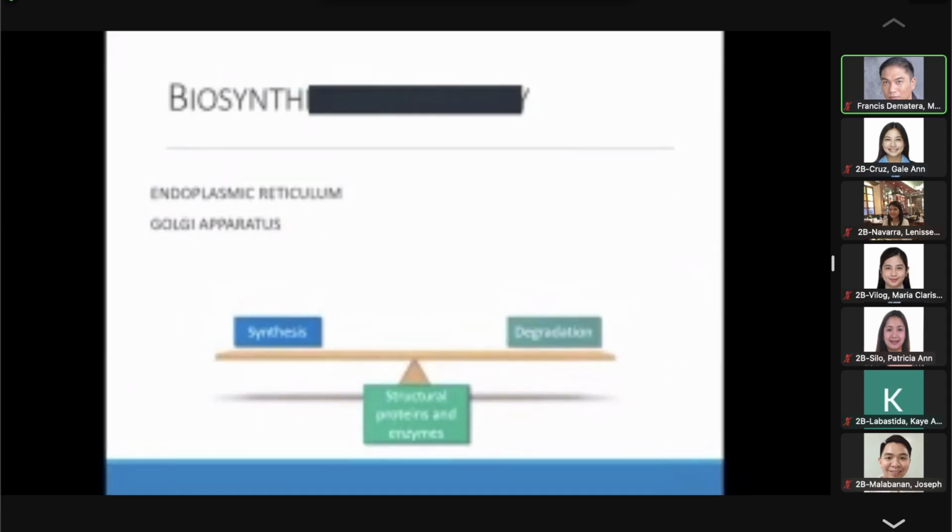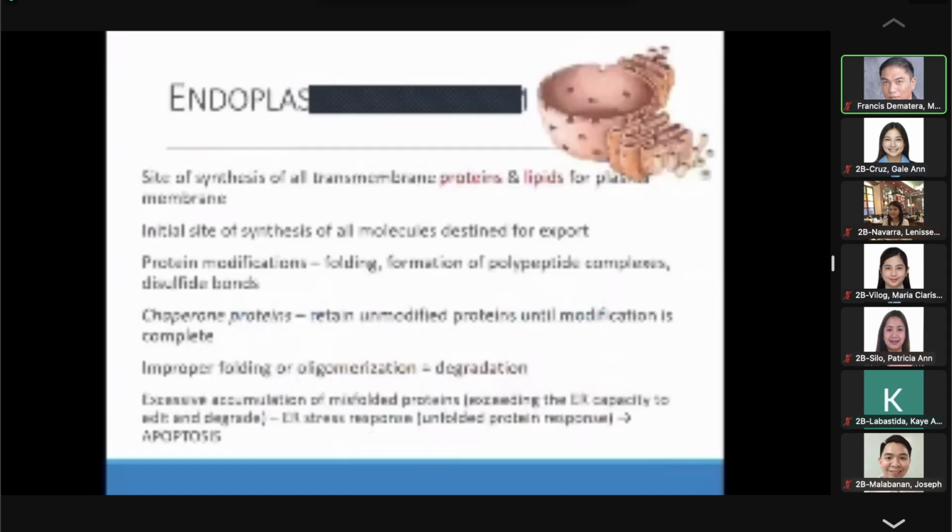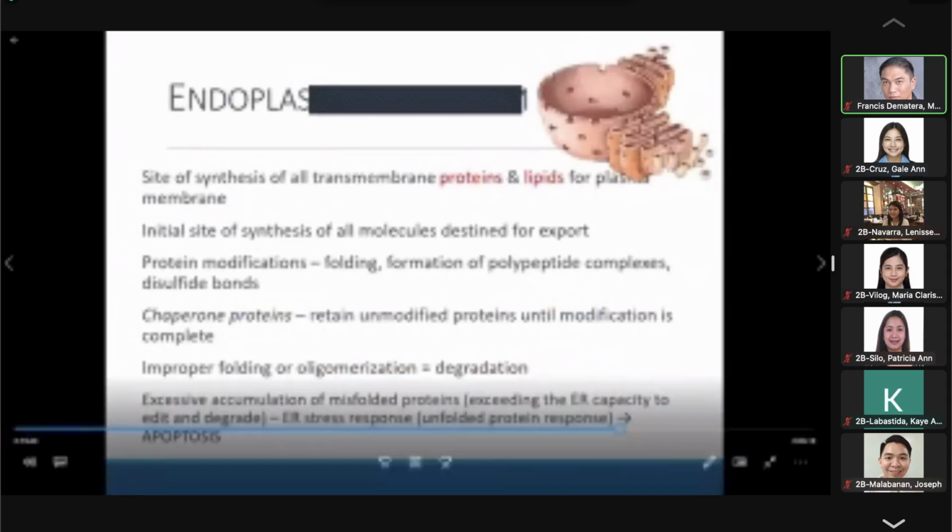So let's go to biosynthetic machinery. Here, structural proteins and enzymes of the cell are constantly renewed by ongoing synthesis that is tightly balanced with intracellular degradation. So the endoplasmic reticulum is a mesh-like interconnected maze of tubules, and this can be smooth or rough, depending on the presence of ribosomes.